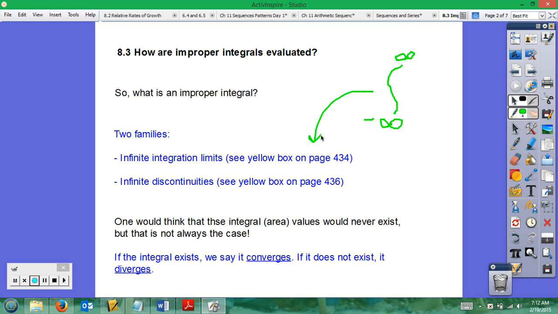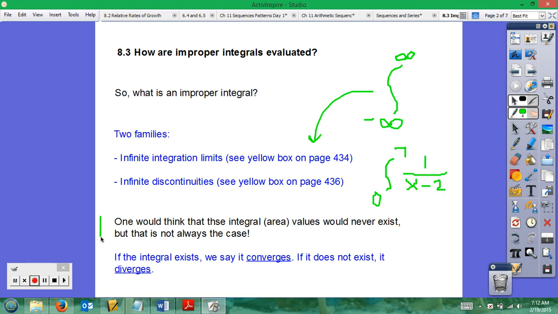The second family would be functions that have infinite discontinuities. So perhaps your limits of integration are okay. Let's say we're integrating from 0 to 7, but we're integrating something like 1 over x minus 2. Now, 1 over x minus 2 has a discontinuity at x equals 2 because you'd be dividing by 0.